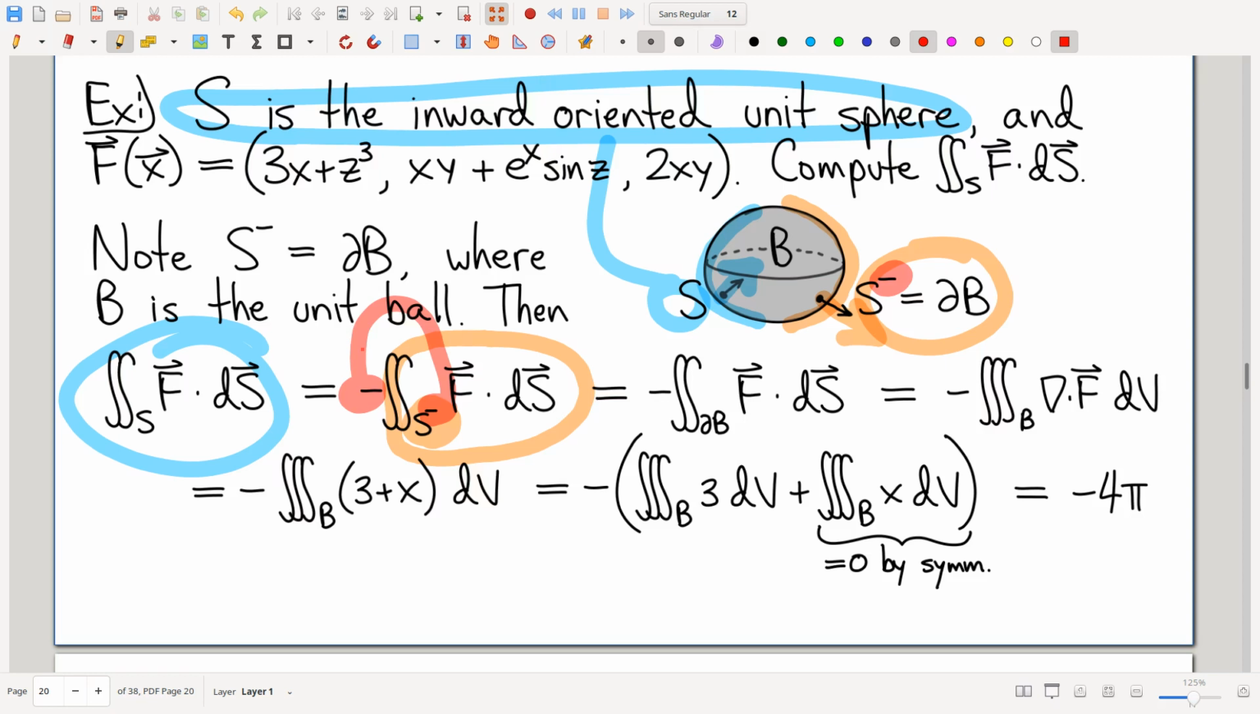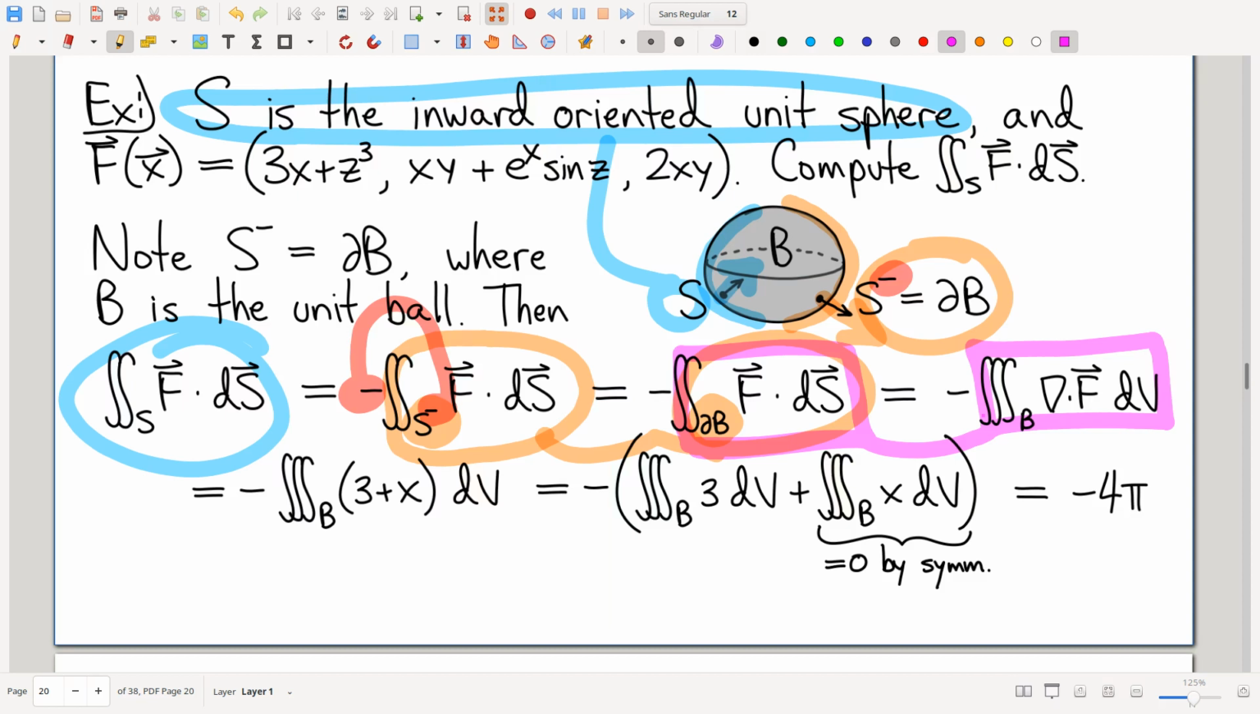Okay. All right. Okay, so let's finish this up. So the big idea, of course, here is that S minus is, in fact, that boundary. And once you have it as a boundary, now I can invoke the divergence theorem. Gauss's divergence theorem says that boundary flux is this triple integral of divergence, and now we're off to the races. We've negotiated the question into a form that we can plug into the divergence theorem.